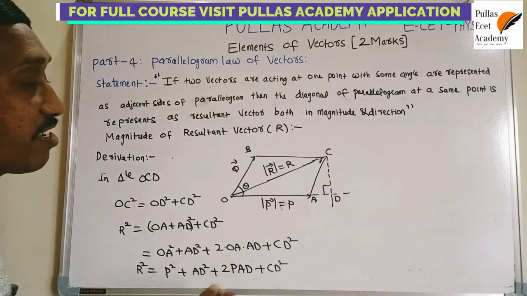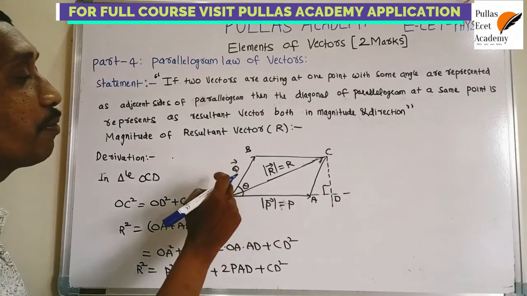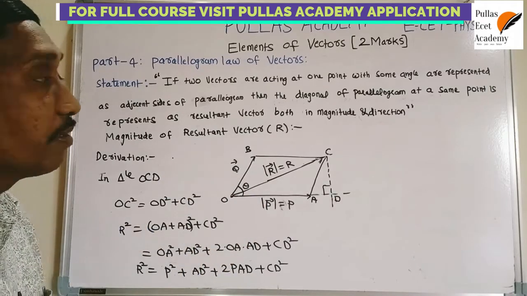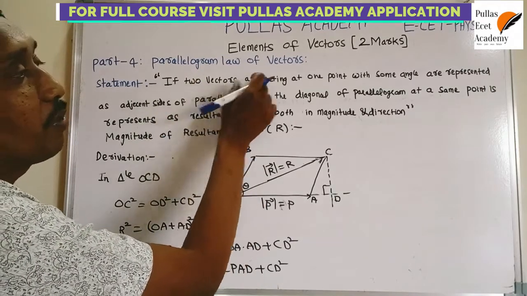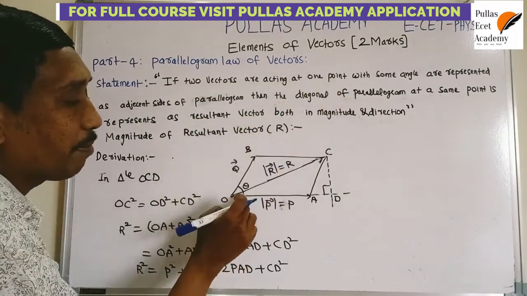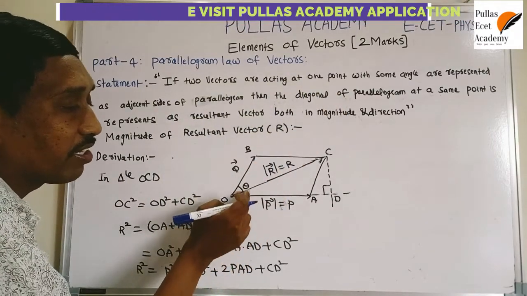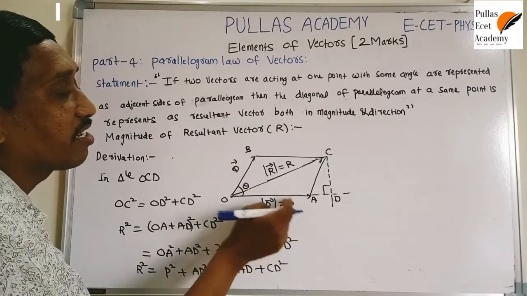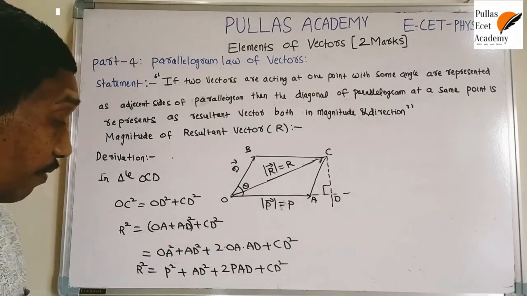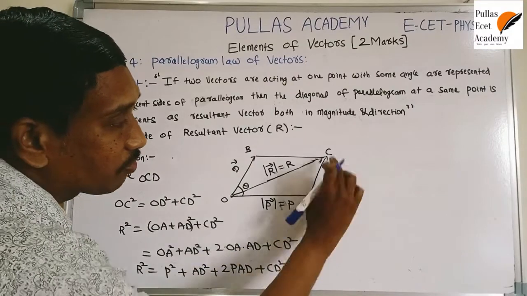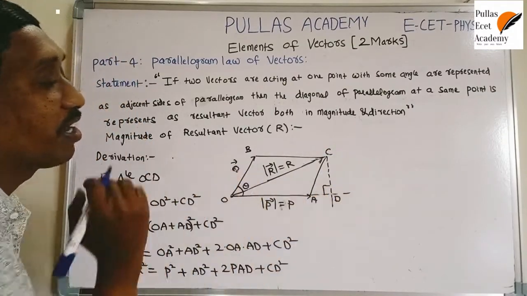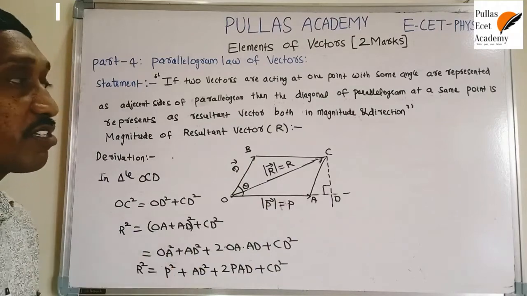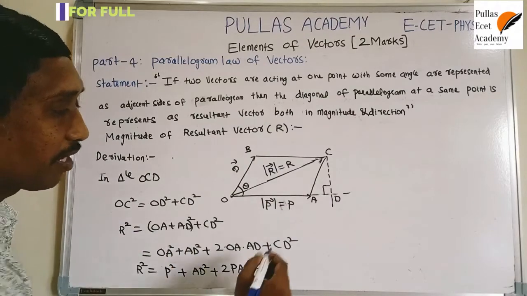First find AD and CD in terms of P, Q and theta. What are the known values here? Here we have two vectors at a point with some angle. That means the angle between the two vectors is a known value, and the magnitudes and directions of these two vectors are known values. This AD is an unknown value, CD is an unknown value. Write these two values in terms of known values. After that, substitute in the formula and you get the magnitude.